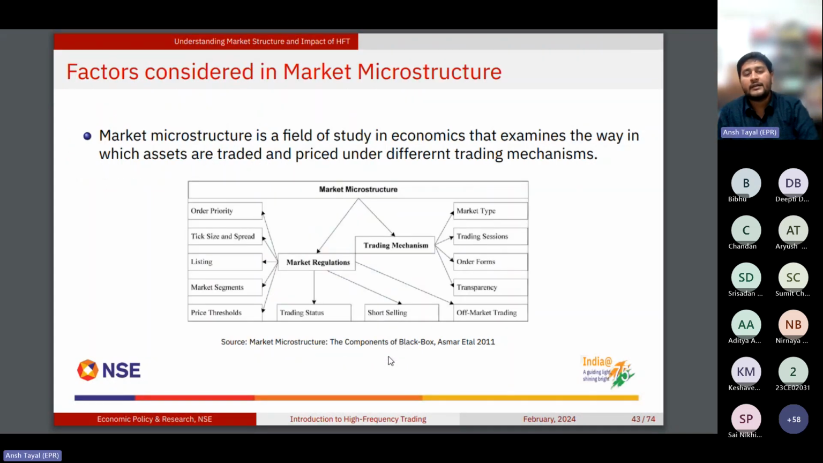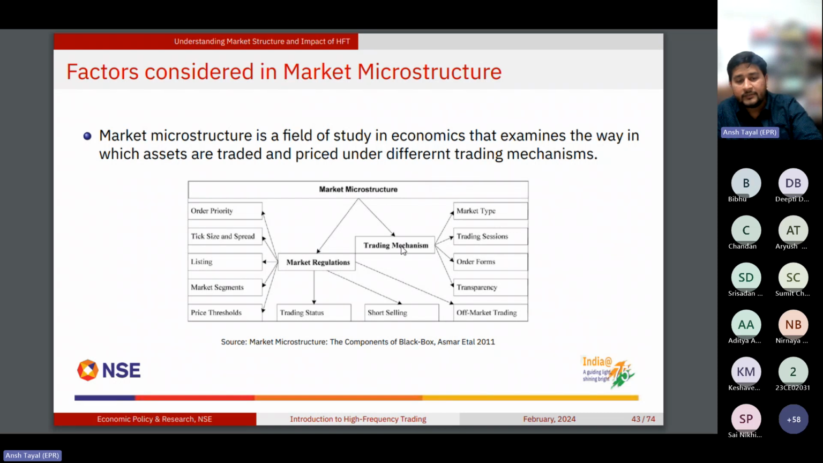Now, factors considered in market microstructure. You may or may not have heard this term, but market microstructure is a field of study in economics that examines how the trading behavior of different participants changes under different trading mechanisms. For example, in a quote-driven market versus an order-driven market, how does the trading behavior of prop traders and high frequency traders change? Or how does the behavior of retail investors change, and how is it different from each other? Just to give you a quick overview, these are the different types of variables that market microstructure looks at.